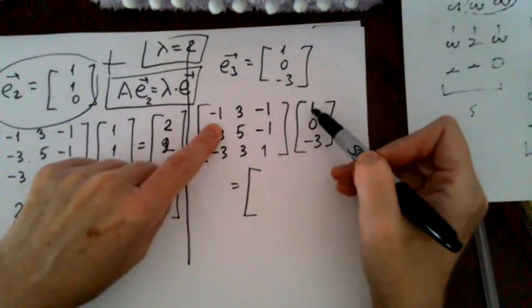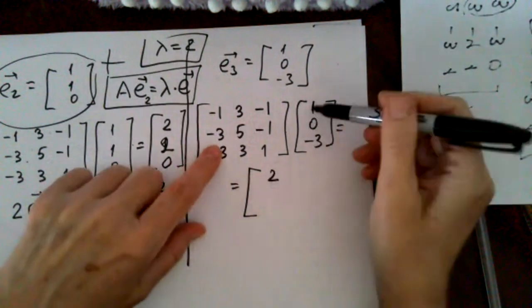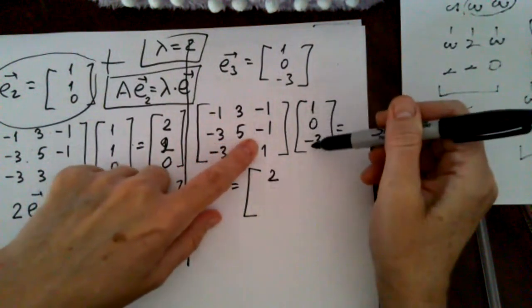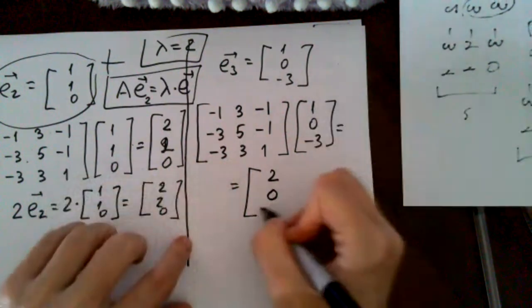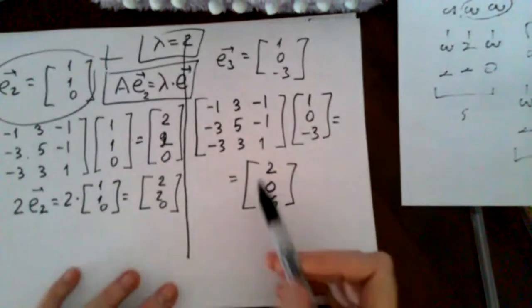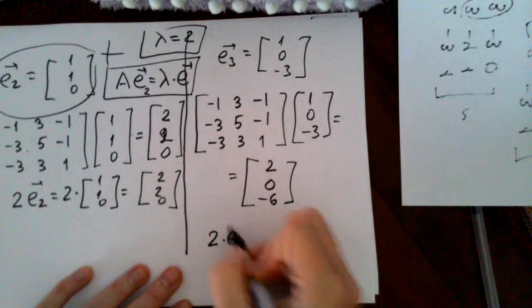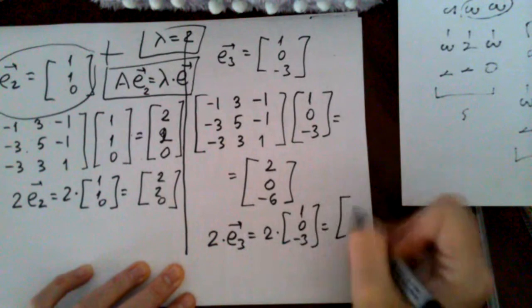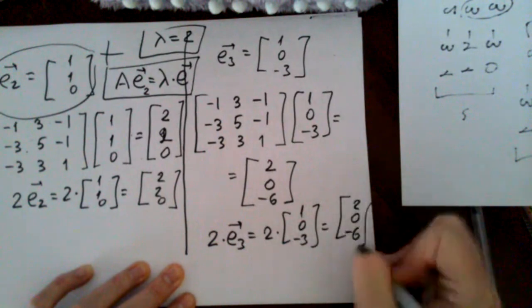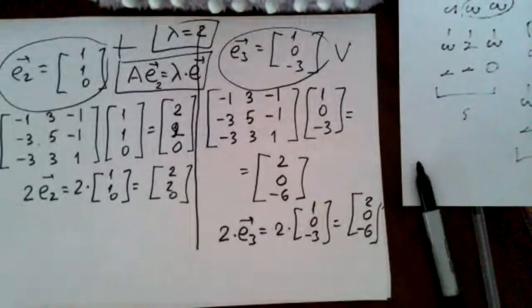Okay, first row, -1 plus 0 plus 3 will be 2. The second row, -3, 0, plus 3, 0. -3 will be -6. Okay, so this is the left-hand side, A times e. What about the right-hand side? Right-hand side should be 2e3, which is 2 times our vector 1, 0, -3. It will be just the same result, 2, 0, -6. It means that everything is absolutely correct. So that's how you should have found errors during your test.